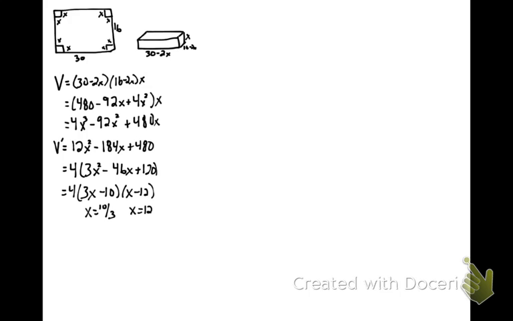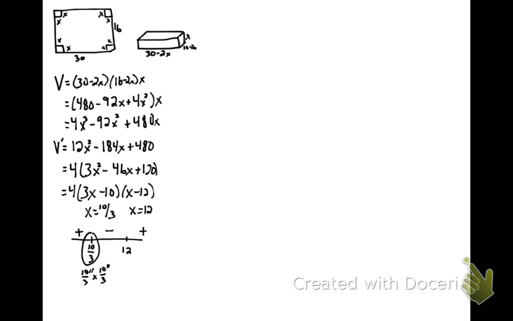We're looking for a maximum, so I need to do some sign analysis. I need to test what's happening before 10/3, between 10/3 and 12, and after 12. And if I use the number 1, I'll find that I have a positive value before 10/3. If I use the number 5, I'll find that I have a negative value between 10/3 and 12. And if I use the number 15, I'll find that I have a positive value after 12, which means that the maximum occurs at 10/3. So my box, the size squares will be 10/3 of an inch by 10/3 of an inch.